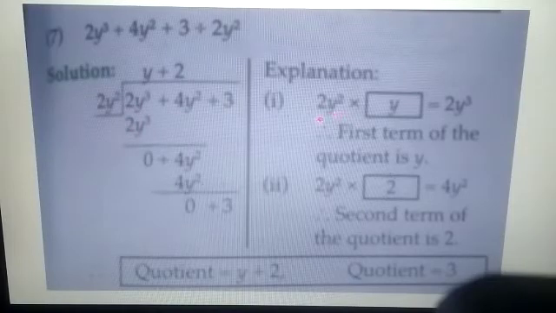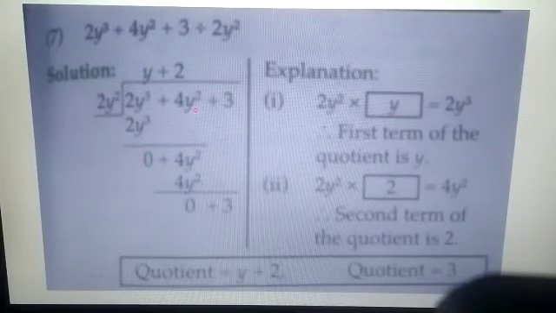So in the explanation part, 2y square is multiplied with what to get 2y cube? So 2 is already here, so y square is multiplied with y to get 2y cube. That is, the first term of the quotient is y. Then we will write 2y square into y is 2y cube. Now subtract it. 2y cube minus 2y cube is cancelled.